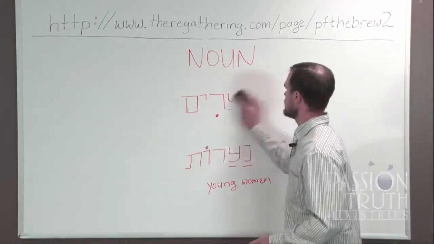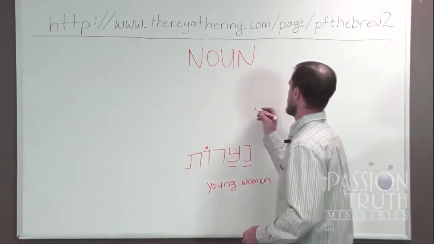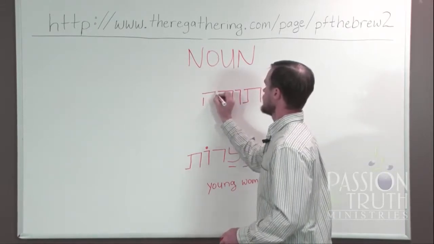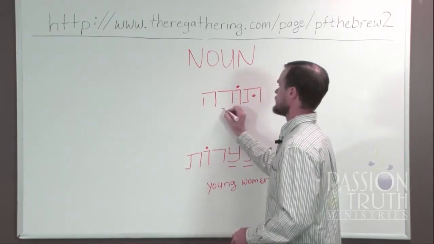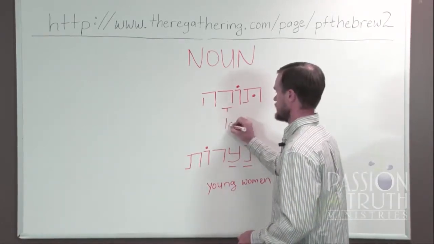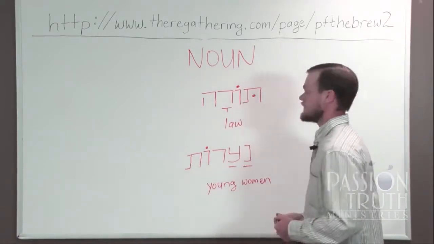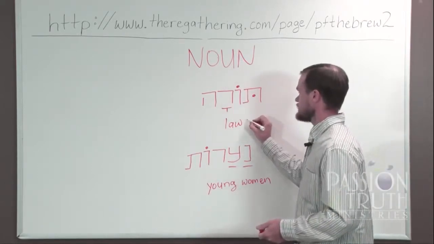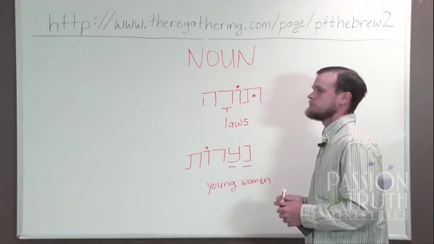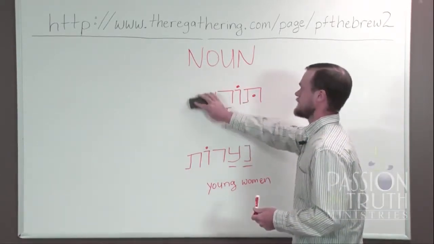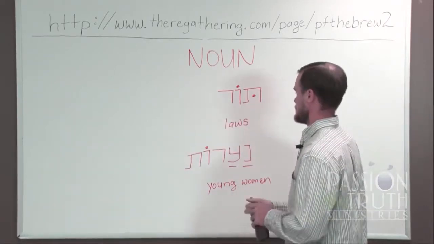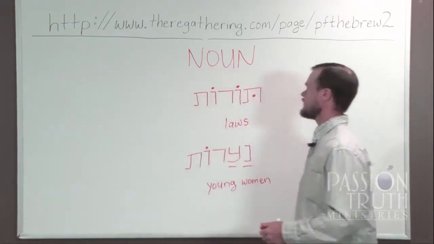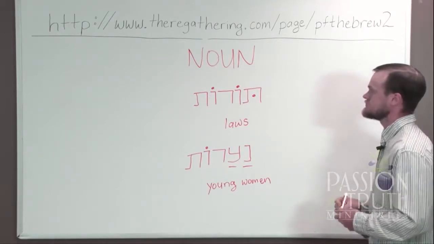How about Torah? Torah is law. It's feminine and it's singular. So what if we wish to say laws? Drop the hey, that's right. And add the ot. And add ot. So Torah, law. Torot, laws. Okay.